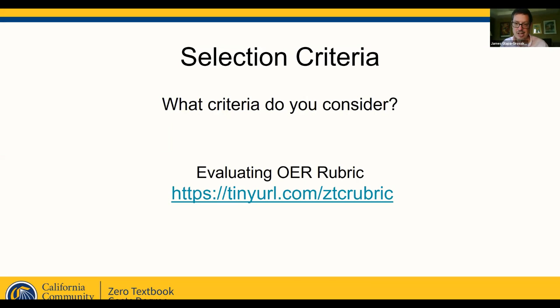I encourage you to consider what criteria you really use to select a commercial book. Apply the same, or perhaps more, criteria to selecting OER. If you look at the tiny URL here, tinyurl.com/ZTC rubric, you'll see some thoughts about the criteria one could use: currency, relevancy, reading level, accuracy, accessibility. These are criteria we hope we consider when selecting materials for our students, whether commercial or open. You're welcome to grab that rubric. It's openly licensed, of course.